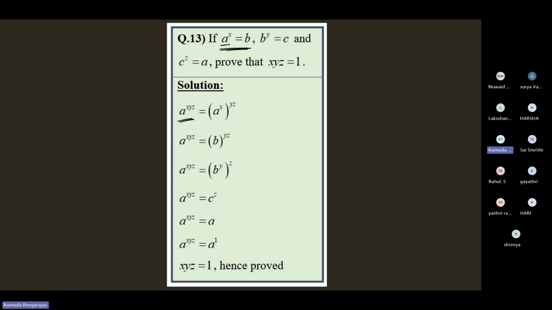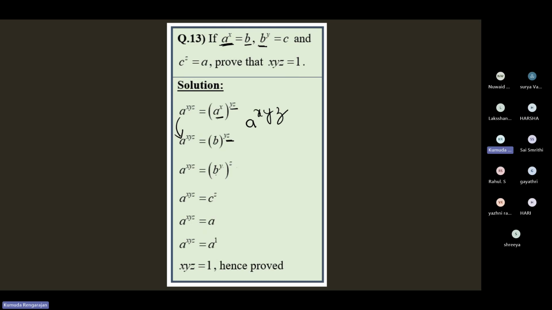Now see here, we are given that a to the power of x is b, right? So you write a to the power x in the bracket and put yz outside. You start with a to the power xyz. Now you write a to the power x in the bracket because you know that a to the power x is b. So you write a to the power x and write yz outside. Now replace. A to the power xyz is equal to, what is a to the power x? B. So b to the power yz. Now b to the power y is c. So this yz, b to the power y whole power z.